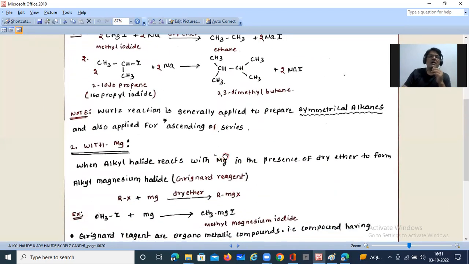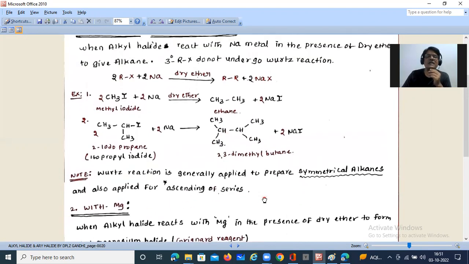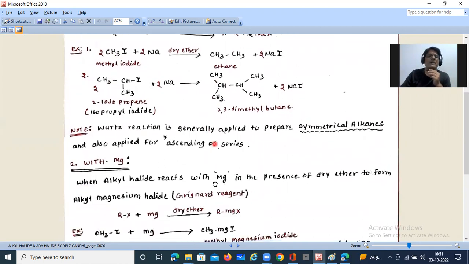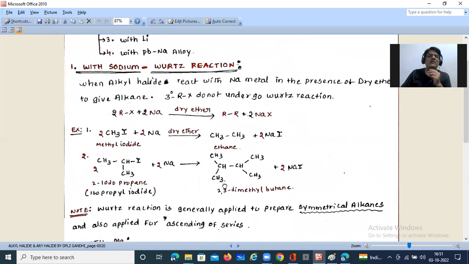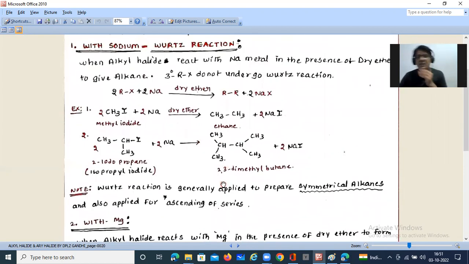Next, here a note is given about the Wurtz reaction. It is generally applied to prepare what? Symmetrical alkanes. See, is this one symmetrical or asymmetrical? Obviously it is a symmetrical alkane, and it is also applied for ascending of the series, not descending. Ascending means increasing the number of carbon atoms on the product side. Okay, so this is about the reaction with sodium, that means the Wurtz reaction. Next up. Okay, guys, if you want to listen again, just go back and reverse the video and listen.